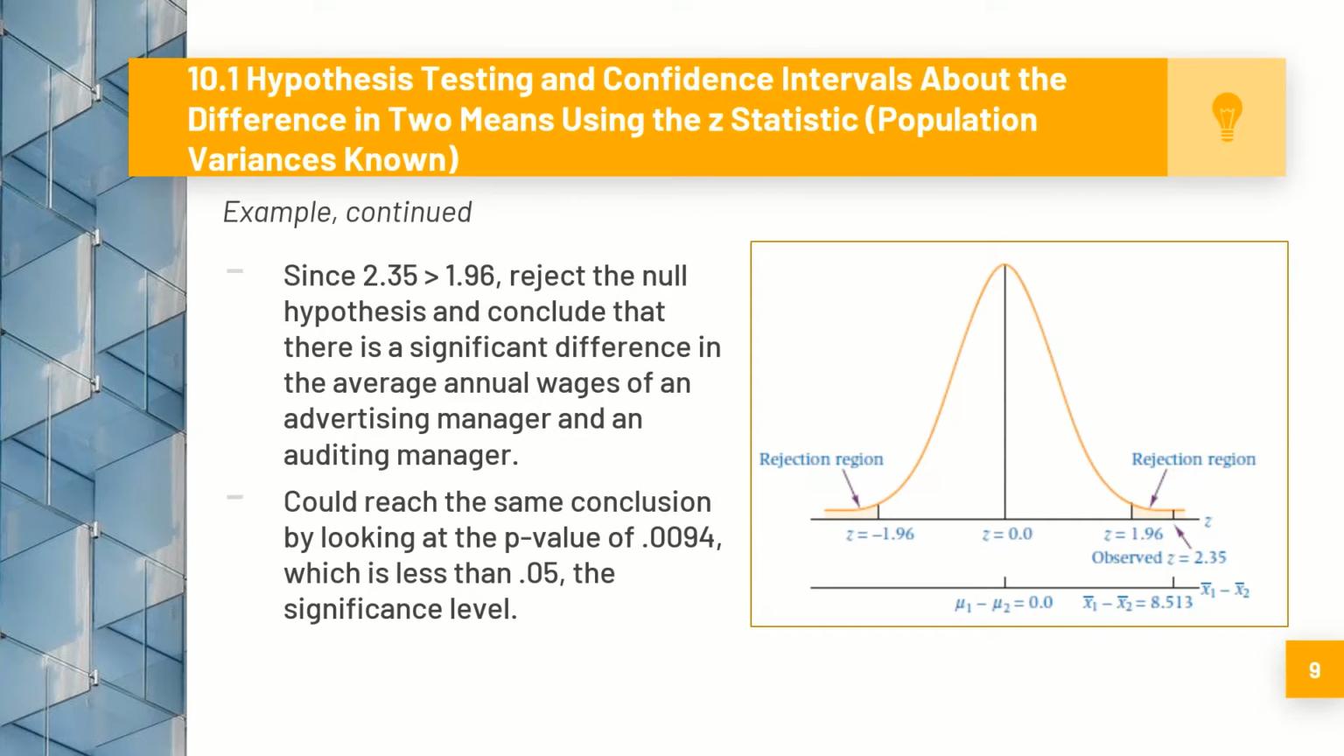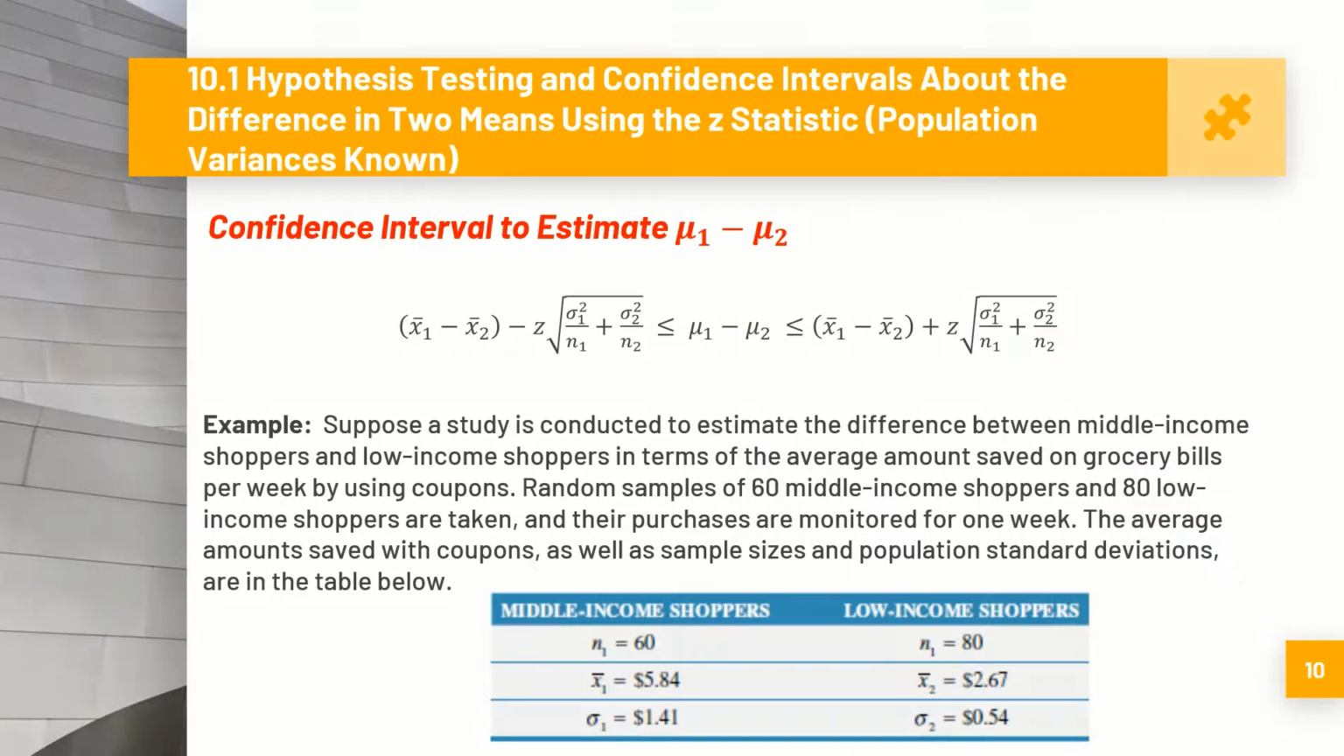Since 2.35 is greater than 1.96, this is outside of our acceptable region. Hence, we can reject our null hypothesis and conclude that there is a significant difference in the average annual wages of an advertising manager and an auditing manager. Based on the figure presented, the acceptable critical value will only be in the range of negative 1.96 to 1.96. If the critical value is outside of the range of your confidence level, it would result in a rejection of your null hypothesis.